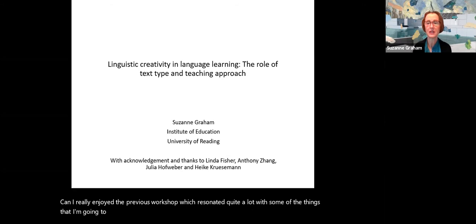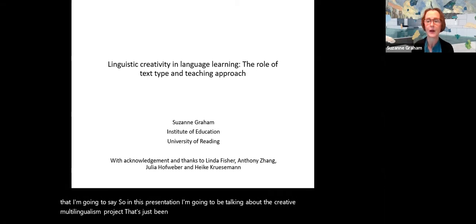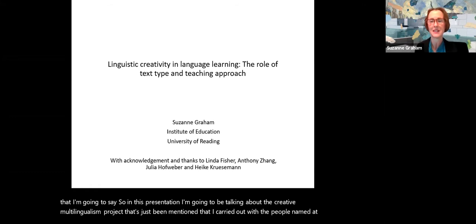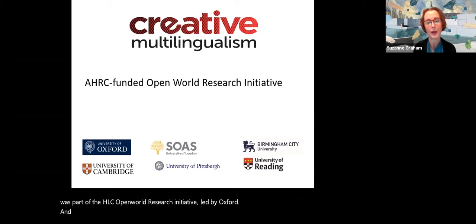So in this presentation, I'm going to be talking about the Creative Multilingualism project that's just been mentioned, that I carried out with the people named at the bottom of this slide. That was part of the AHRC Open World Research Initiative led by Oxford and involving a number of other universities for the particular version of the OWRI project that I was involved in.